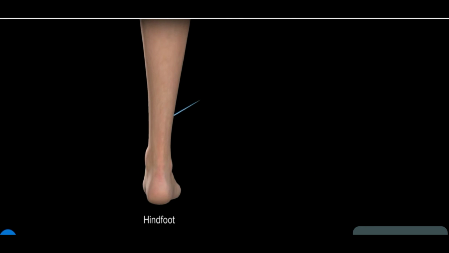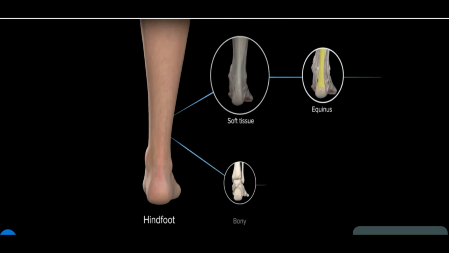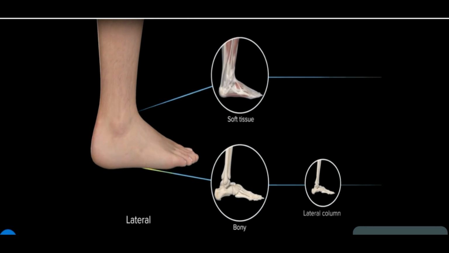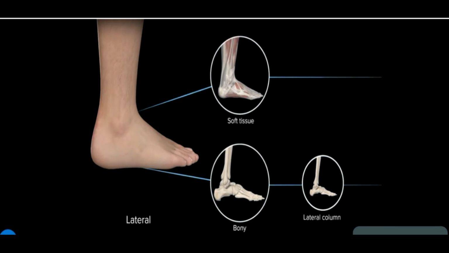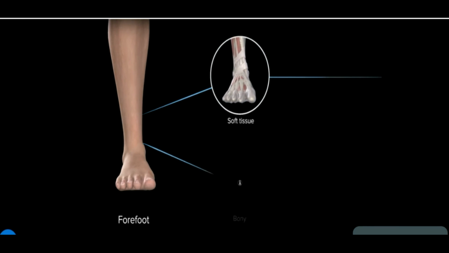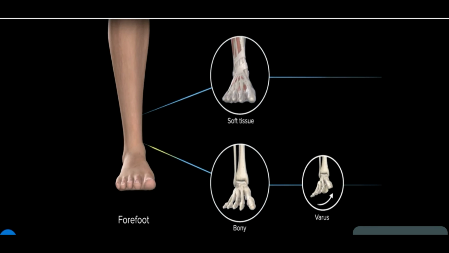For the hindfoot, we will address equinus contracture and hindfoot deformity due to degeneration of the joints. On the lateral side, we will address the lateral column, and with the forefoot, we will review compensatory surgical options available to treat varus deformity.